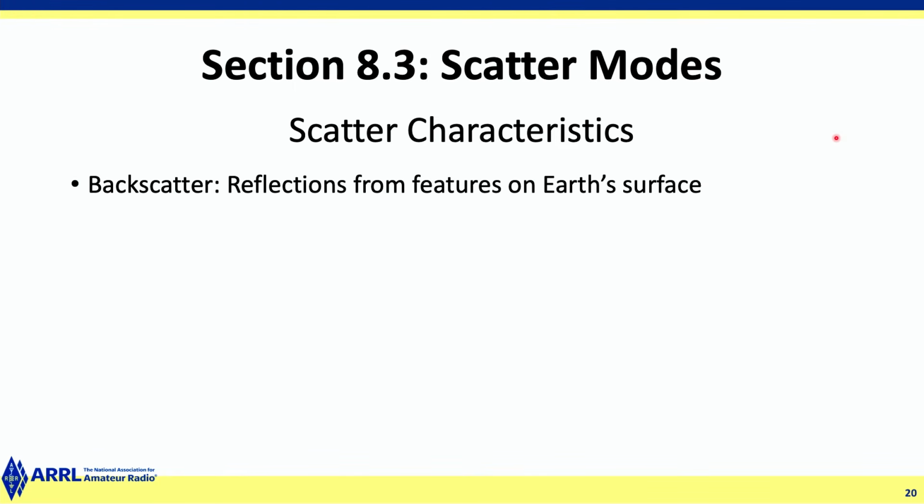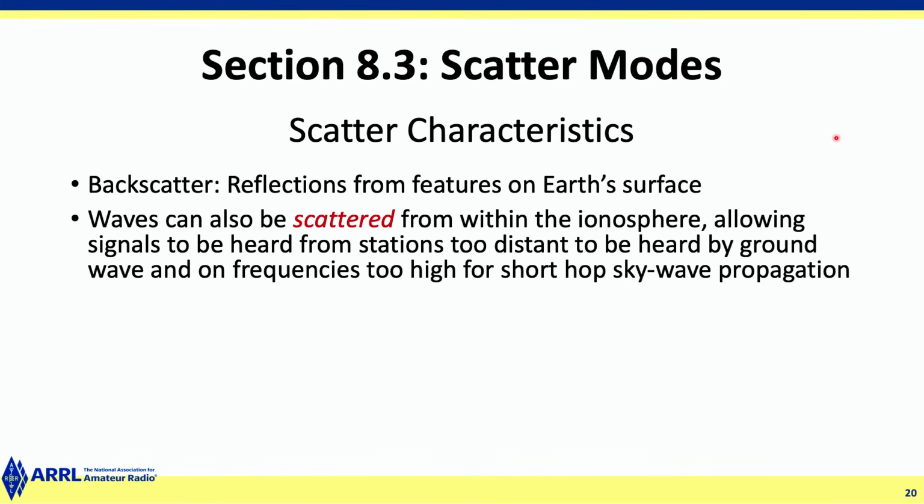In addition to reflection, where it bounces like a mirror, we can get some backscatter because we will get reflections from features on the Earth's surface. The waves can be scattered from within the ionosphere, allowing signals that are too far to be heard by ground wave propagation, but too short to be heard from skywave propagation. So you're in that skip zone, and that backscatter will allow you to fill into the skip zone where it may not be heard otherwise.